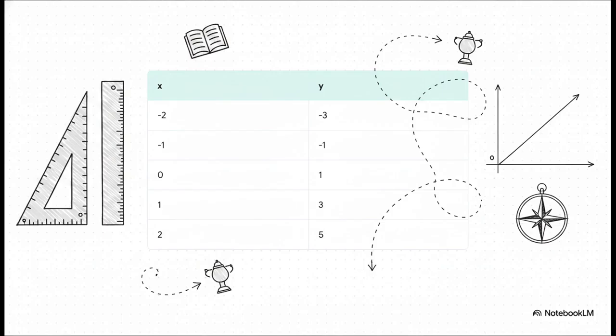Say we choose a -2 for x. We just multiply that by 2, which gets us -4, add 1, and boom, our y becomes -3. We just repeat that process for -1, 0, 1, and 2. And suddenly we have an entire table of x and y pairings. These are your exact map coordinates, completely ready to be plotted out to show us our path.